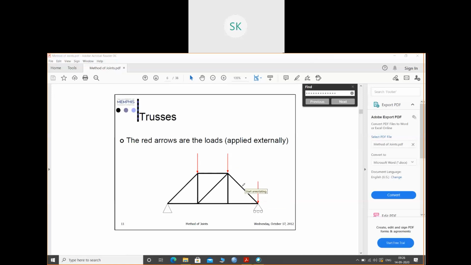And these black members are the members of the truss. The truss is supported on two supports. This one is a pin support, and this one is a roller support. Why roller support? See, there are three rollers given, so you will understand that this is the roller support and this is the pin support.